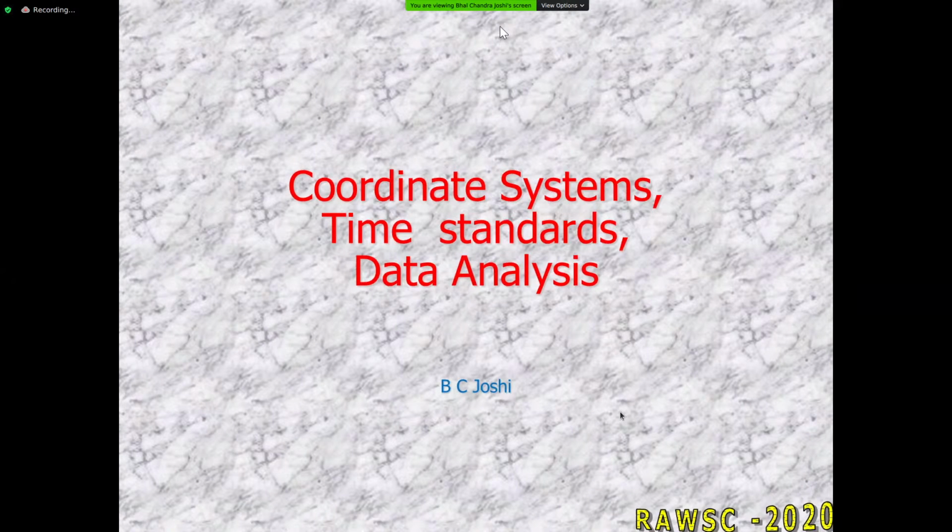How do you locate a star in the sky? You have RA and Dec. What is the full form of RA and what is the full form of Dec? Right ascension and declination. So how do you measure the right ascension and declination?